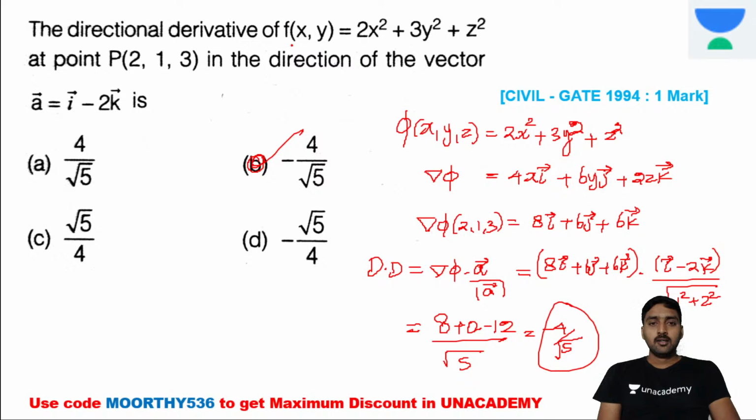Yes, minus 4 divided by root 5 is the right answer. Is it clear now? Okay, one more question; we are moving on with the same directional derivative. So try to crack this question.